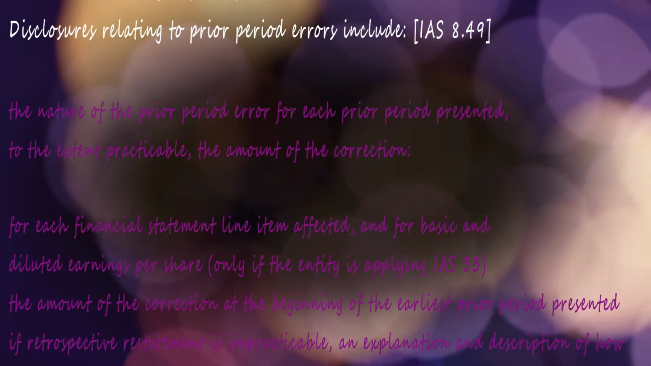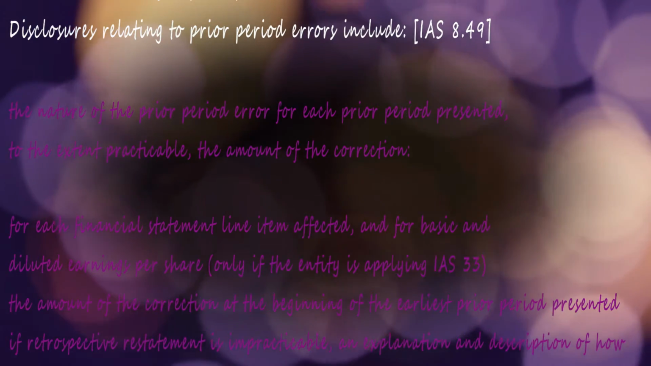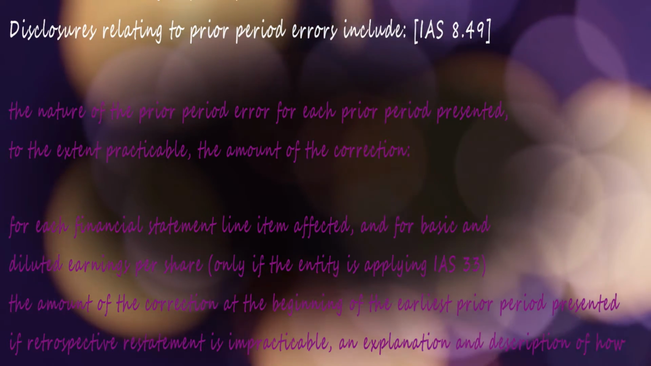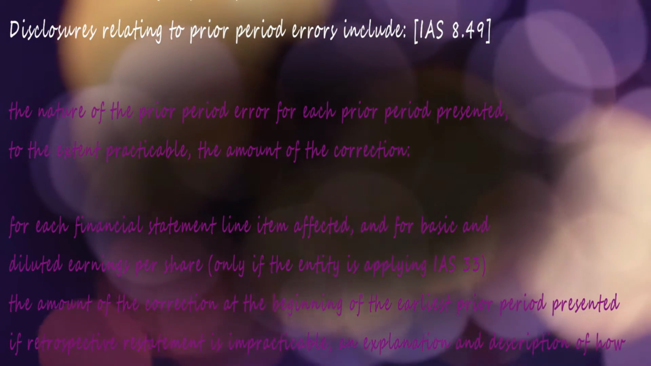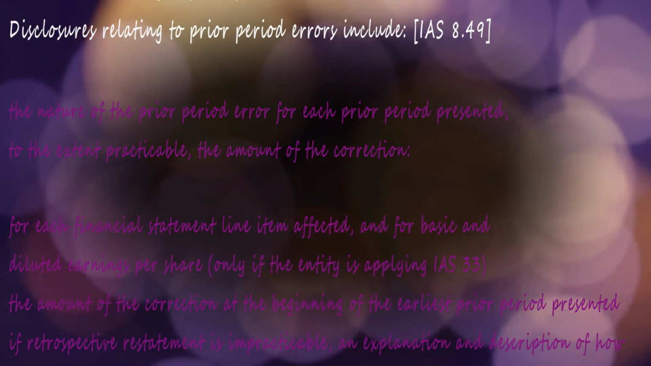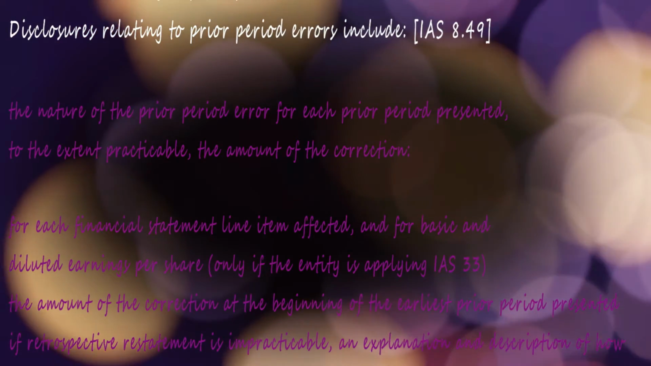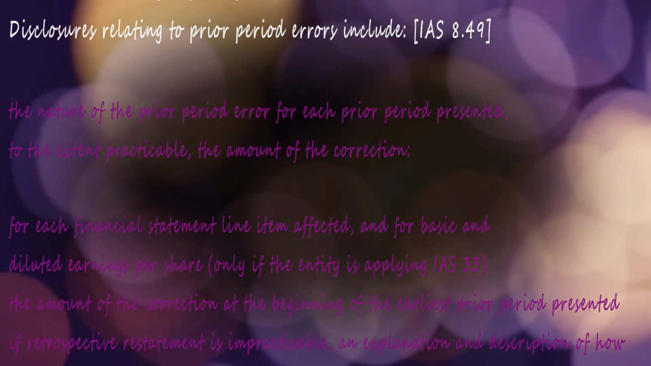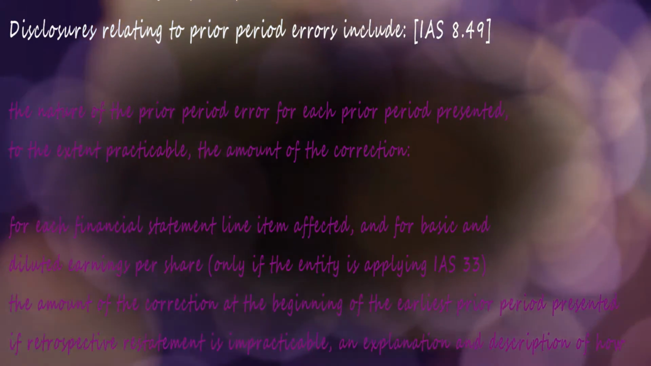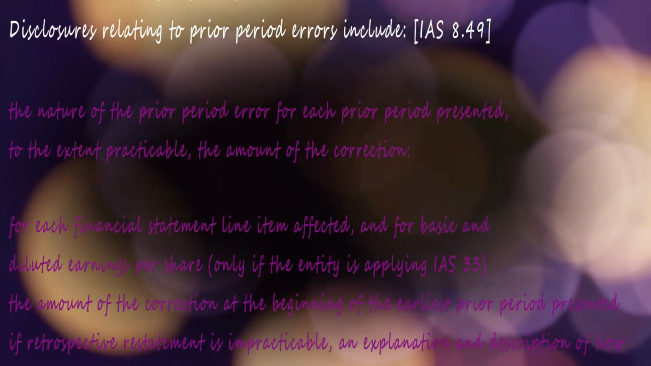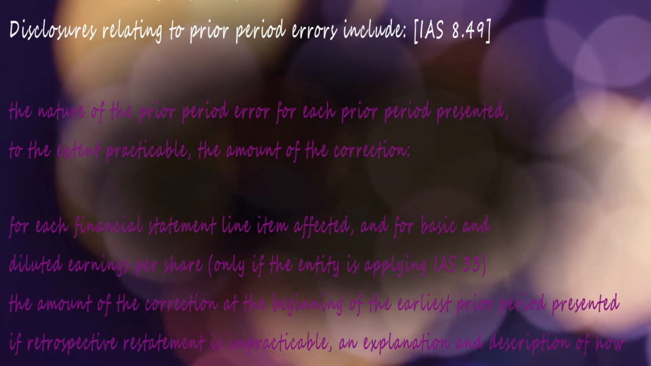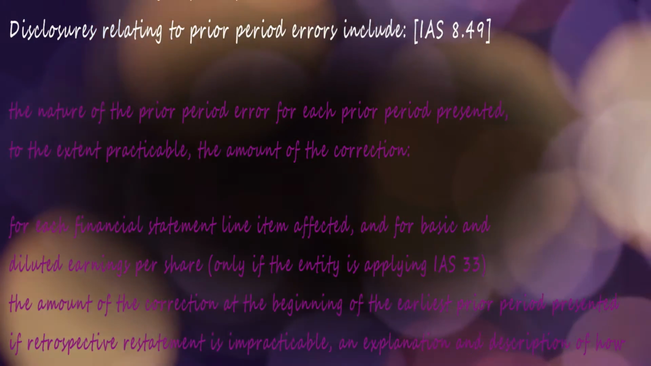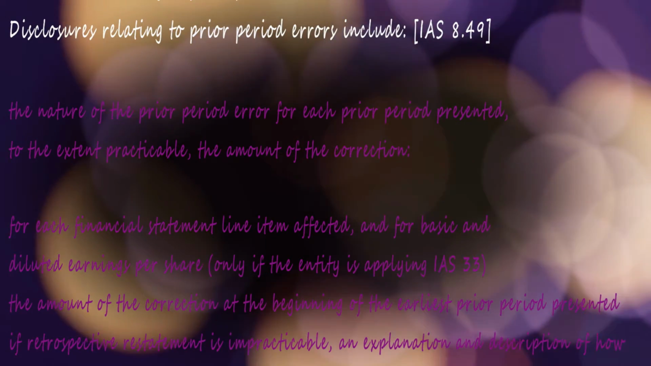And the disclosures relating to prior period errors are the nature of the prior period error, for each prior period presented to the extent practicable, the amount of the correction for each financial statement line item affected, and for basic and diluted earnings per share. And the third disclosure would be the amount of the correction at the beginning of the earliest prior period presented, and if retrospective restatement is impracticable, an explanation and description of how the error has been corrected. And financial statements of subsequent periods need not repeat these disclosures.